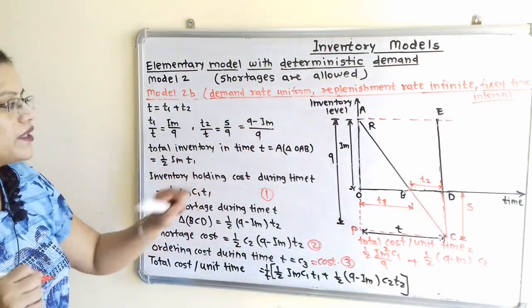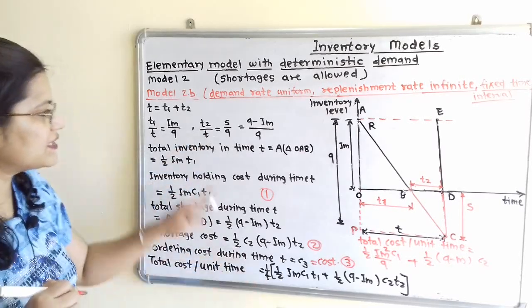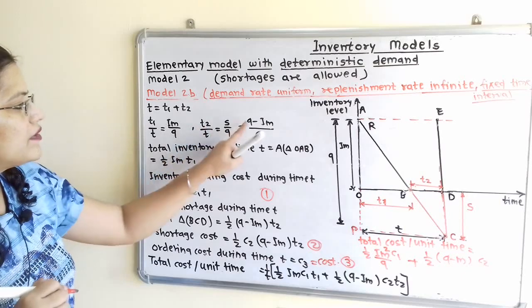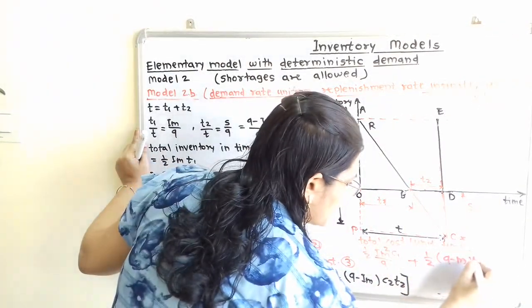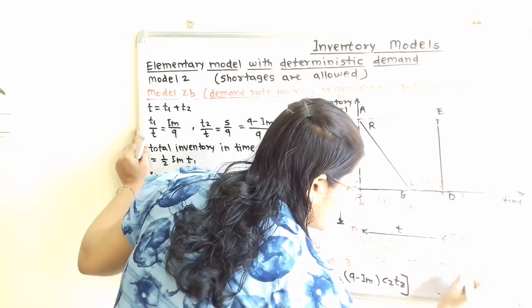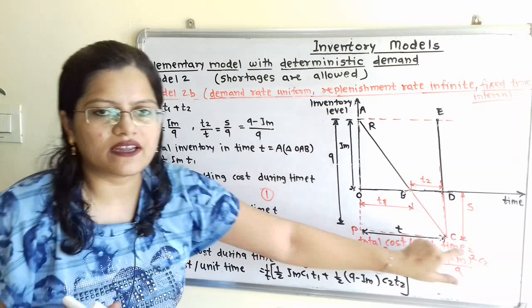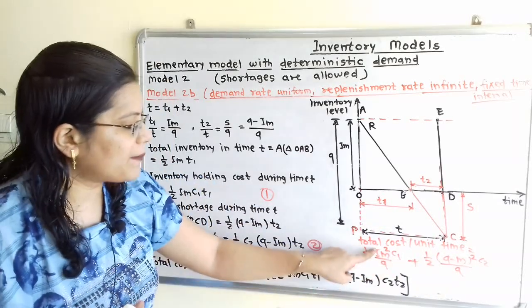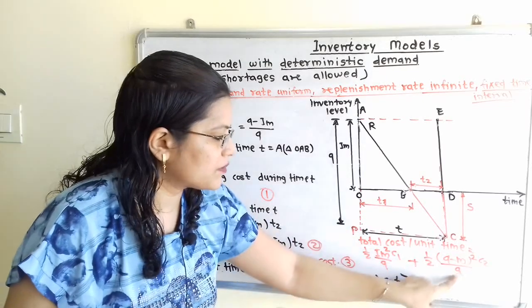by Q into T, but outside the bracket 1 by T is there, so this T is getting cancelled, and T2 we will write Q minus M by Q, but here Q minus M is already present, so I will write Q minus M square divided by Q. So this is the formula that we can also refer, that is half Im square by Q C1 plus half Q minus M square by Q C2.